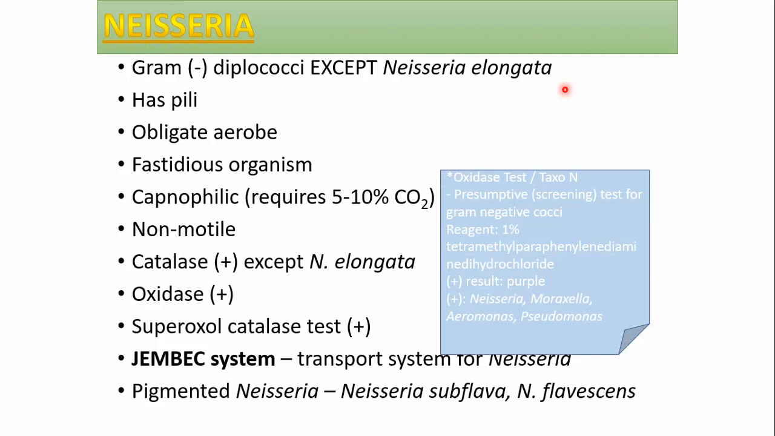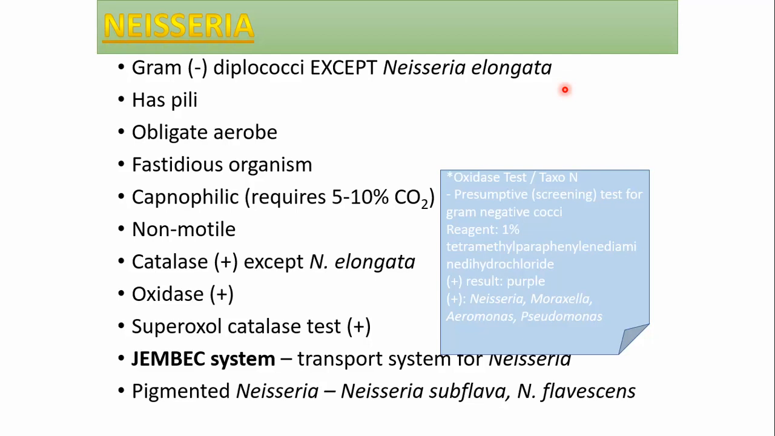Okay, we mentioned the oxidase test. The oxidase test is also known as your TAXO-N. It serves as the presumptive or screening test for gram-negative cocci. The reagent used in the oxidase test is 1% tetramethyl paraphenylenediamine dihydrochloride. The one that uses the reagent with dimethyl sulfoxide is the modified oxidase test. Okay? Don't be confused with the modified oxidase test. That's a different test.